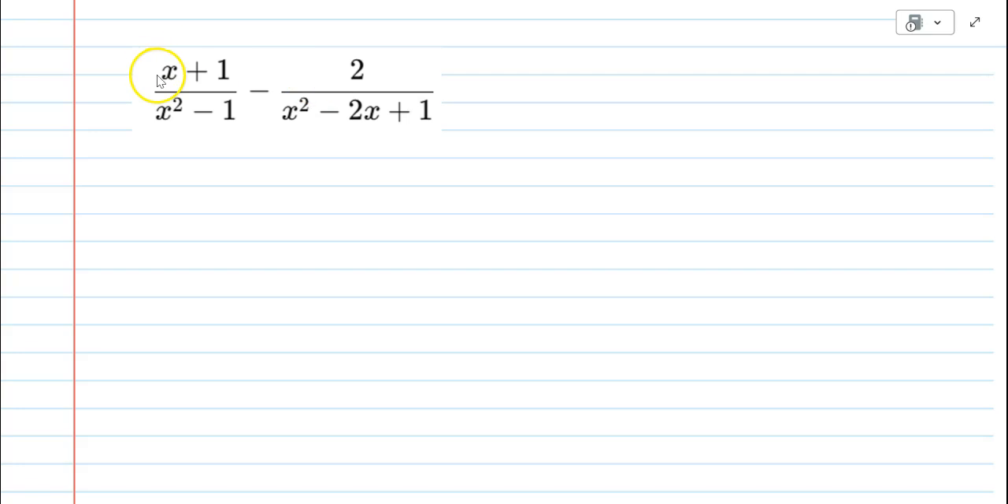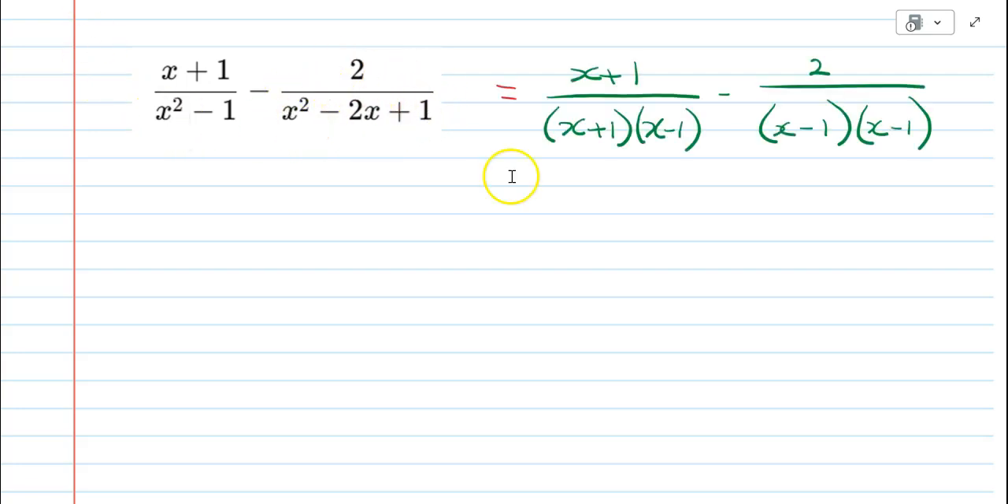In this question, it is a subtraction question of rational expressions. The first thing we have to do, all the time, when you're dealing with rational expressions, you have to factor everything that you can. Let's go ahead and factor everything that we can. We have a difference of squares here, and a trinomial here that we can factor. Here is the factored form of both rational expressions.